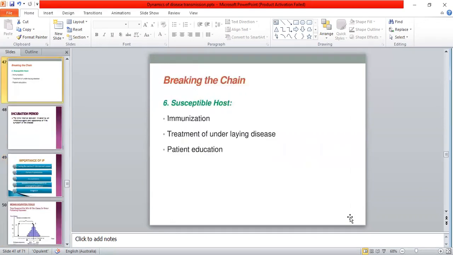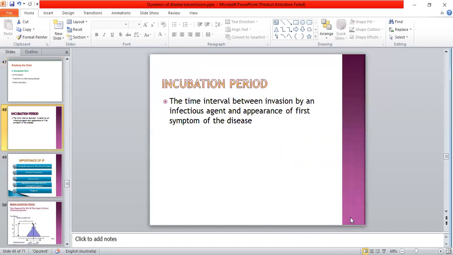Susceptible host. Breaking the chain at the level of susceptible host is by immunization, treatment of underlying diseases, and patient education. Incubation period. The time interval between invasion by an infectious agent and appearance of first symptoms of the disease is called incubation period.